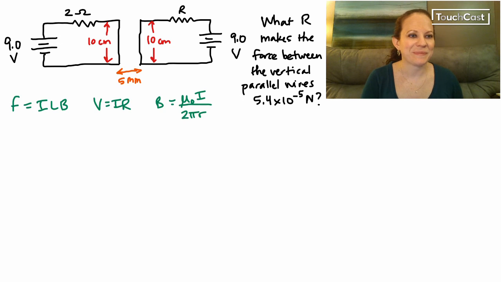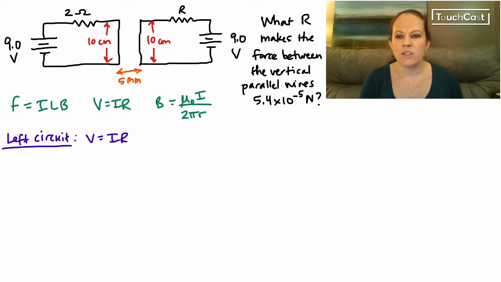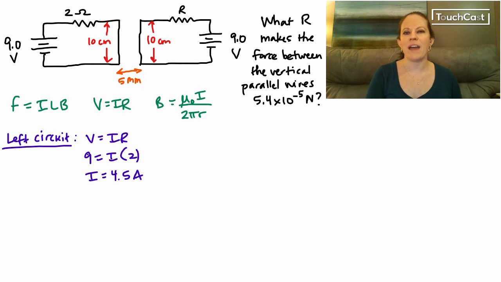So you ready? We'll start with the information for our left side circuit, and we'll use Ohm's law, V equals IR, to solve for the current in that circuit. And we'll find really quickly, apparently I don't remember how to write my numbers, that the current in that left-hand circuit is 4.5 amperes.